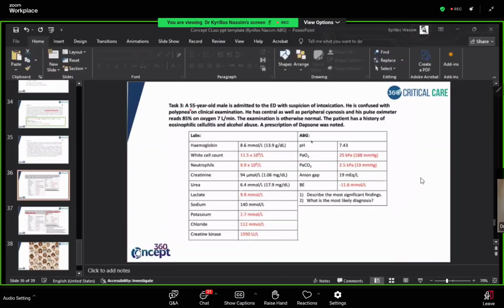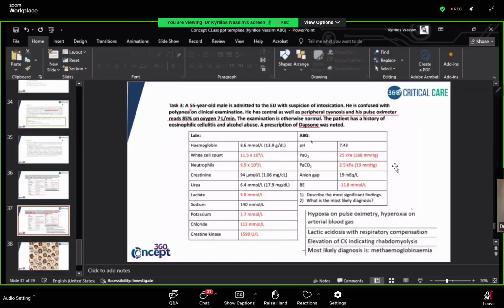Okay, in the chat box, they answered right. Yes, it is methemoglobinemia. The hypoxemia on the pulse oximetry and the hyperoxia on the ABG is the most suggestive finding of methemoglobinemia. The most important findings here are lactic acidosis with respiratory compensation. The elevated CK must also be mentioned.